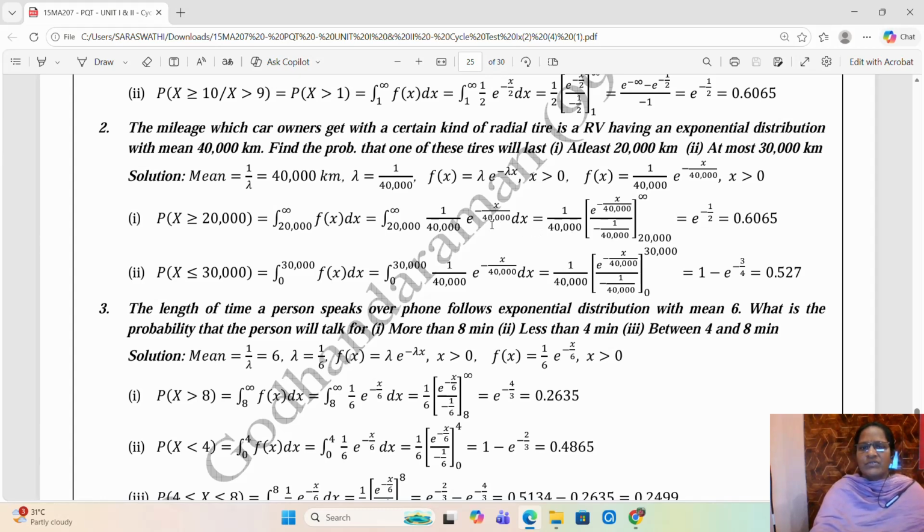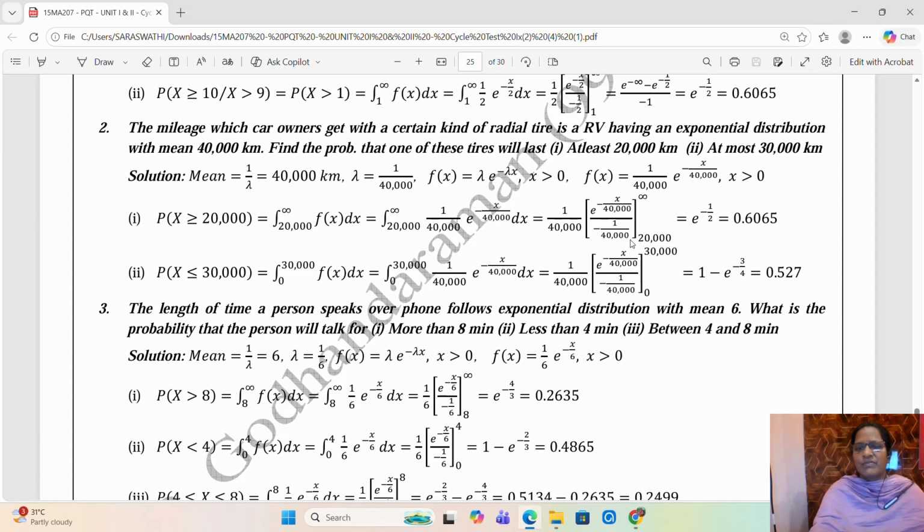So 1/40,000 times the integration of e^(-ax), which is e^(-ax) divided by minus a. So e^(-x/40,000) divided by the coefficient of x, 1/40,000. After the 1/40,000 and 1/40,000 cancel, it is minus of the upper limit x equals infinity, e^(-infinity), minus the lower limit x equals 20,000.